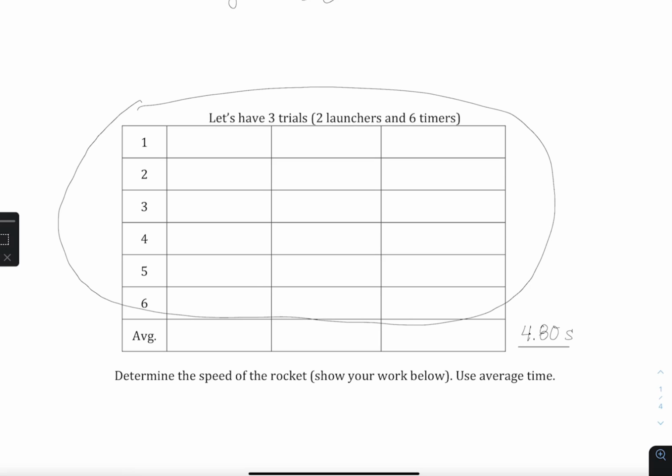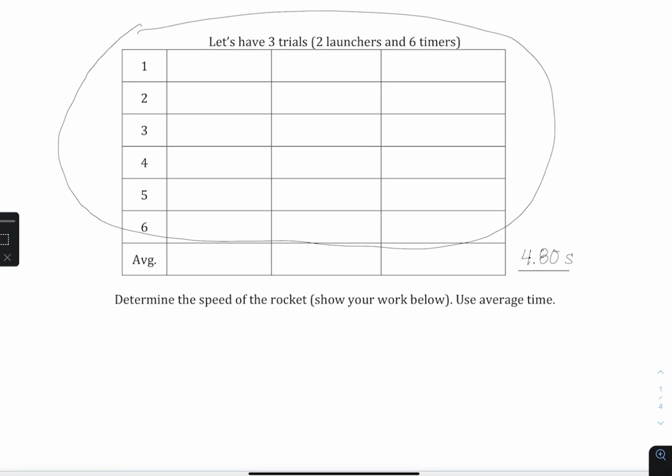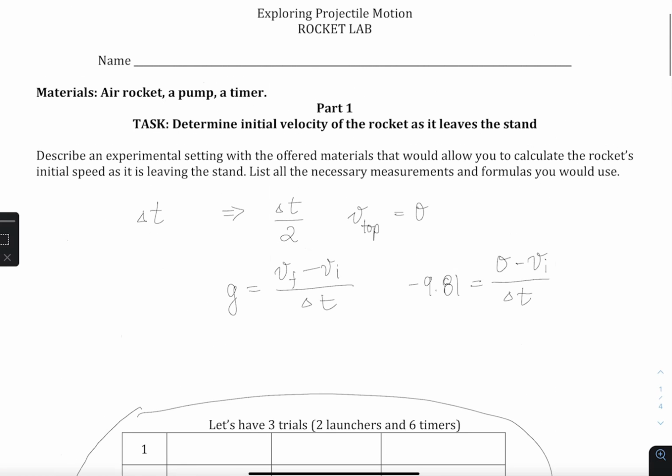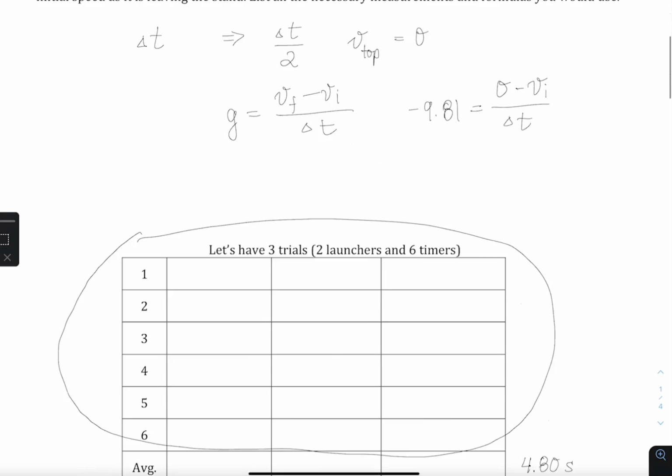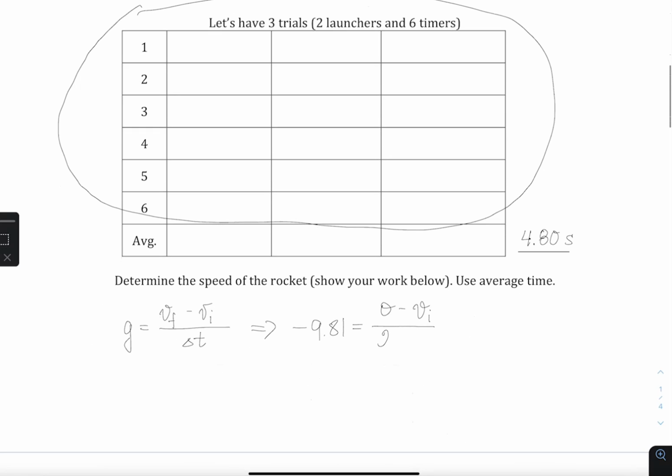So determine the speed of the rocket, show your work below. So again, we use the acceleration formula, which is v final minus v initial over change in t, and in our case it's the acceleration due to gravity, which is negative 9.81. So negative 9.81 equals, and then you have 0 minus v initial. Now the important part is, remember we said when we figure out our time, we're going to divide it in 2. So our half time is 2.40 seconds.